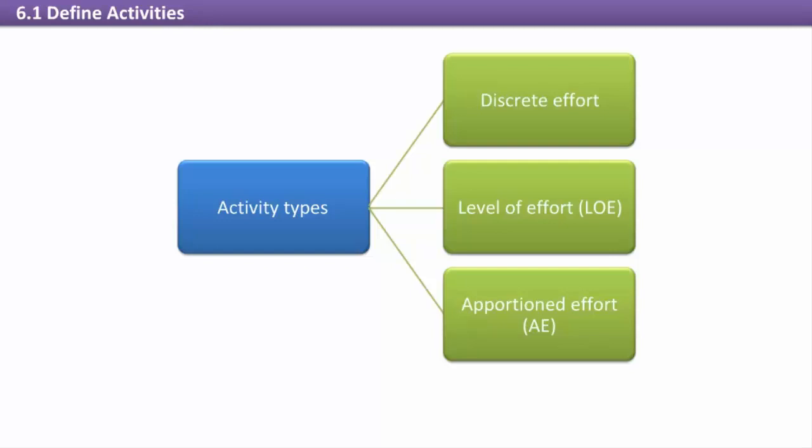A level of effort, or LOE, is usually an activity performed by a supporting role that is difficult to measure, but is still related to the project core objectives. For example, a salesperson acting as a liaison between the customer and the project team would usually be performing LOE activities. An apportioned effort, or AE, activity is one which is usually related to project management. It is necessary for the efficient functioning of the project, but it is not directly related to the project final product, service, or result.